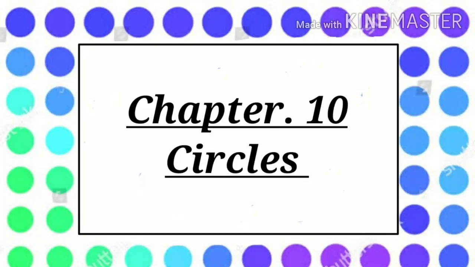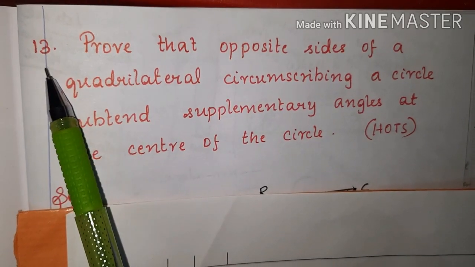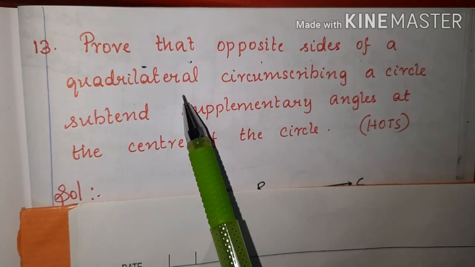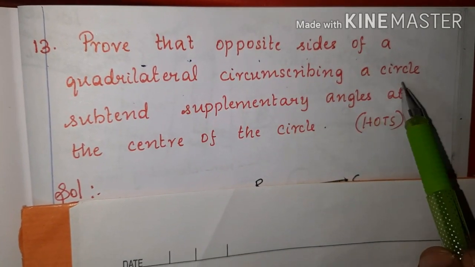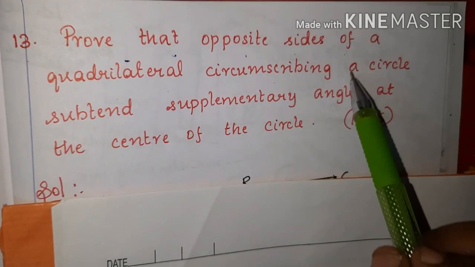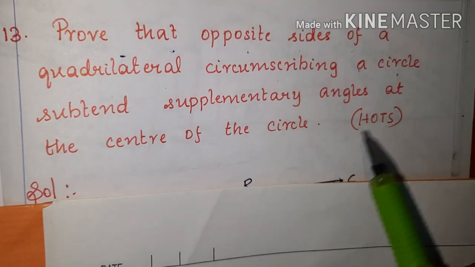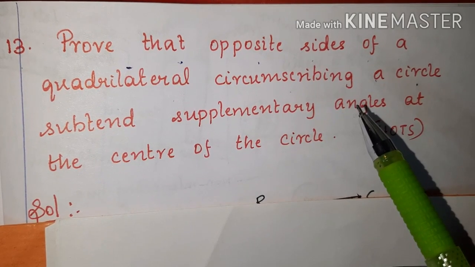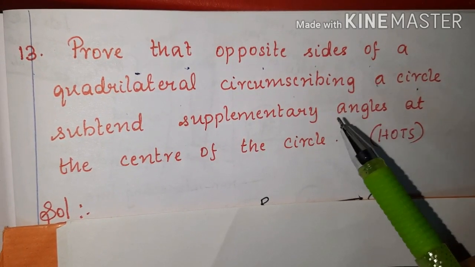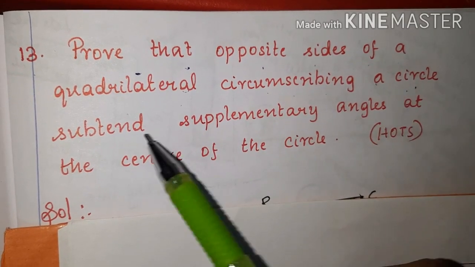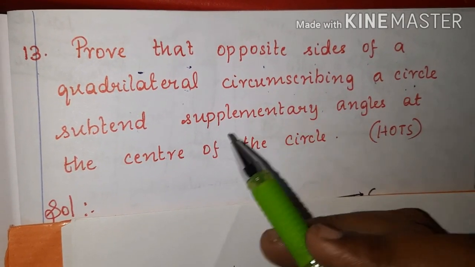So today we are going to move on to the last sum in this exercise. The last question is question number 30. Prove that opposite sides of a quadrilateral circumscribing a circle... So you are going to draw a quadrilateral circumscribing a circle. Inside the quadrilateral a circle is drawn, and all four sides of the quadrilateral will have a point of contact with the circle. That is why it is said circumscribing a circle, subtend supplementary angles.